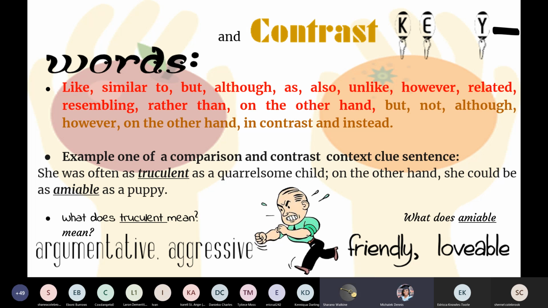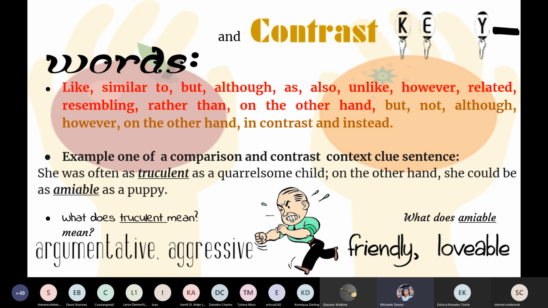So words like, similar to, but, although, also, unlike, however, related, resembling, rather than, on the other hand, but, not, although, however, on the other hand, and in contrast and instead. So an example of a comparison and contrast context clue sentence. I will read it aloud.